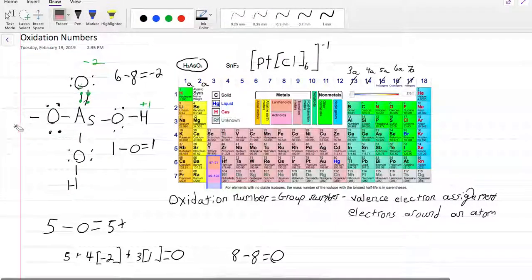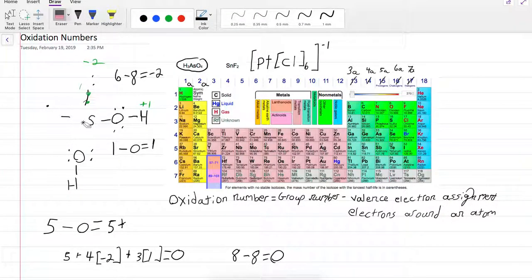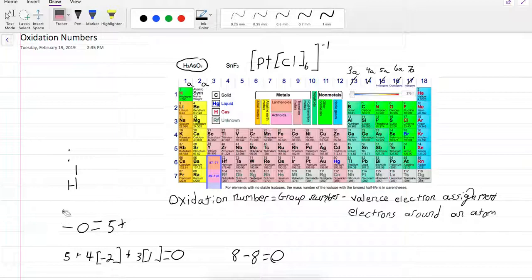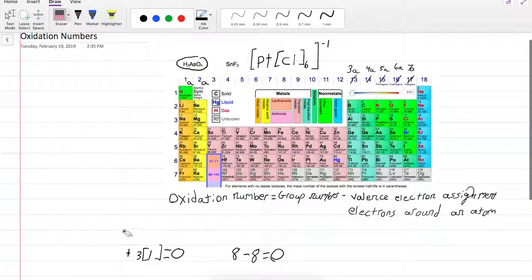Now drawing the Lewis structures is a good way to get a general idea of what's happening, but there are some things you can't always do that with, and that is going to be seen with our next example. If you think you can get it, I want you to pause the video and go ahead and try it.